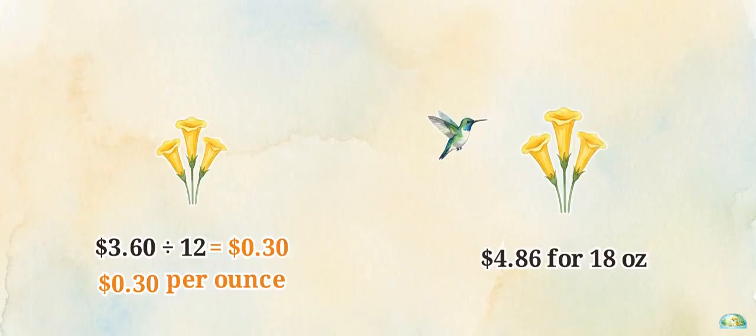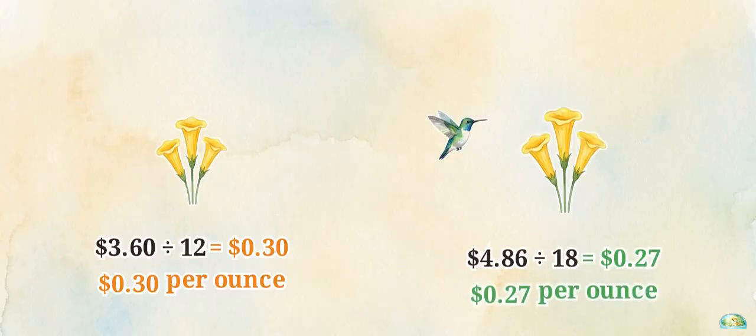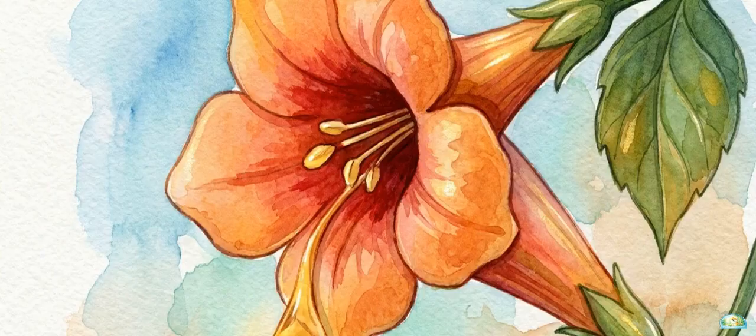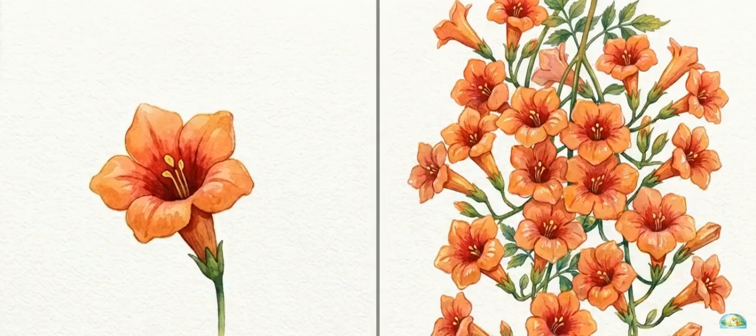We do the same for the 18-ounce bottle. $4.86 divided by 18 is 27 cents per ounce. Comparing 30 cents to 27 cents makes the choice clear. The 18-ounce bottle is the better buy. Unit rates simplify the problem by bringing every offer down to a baseline of 1. This creates a fair mathematical comparison between items of any size.